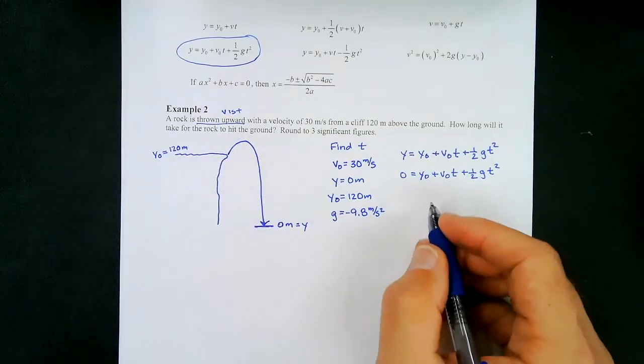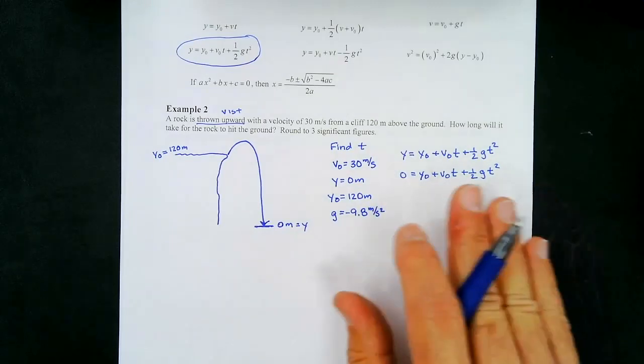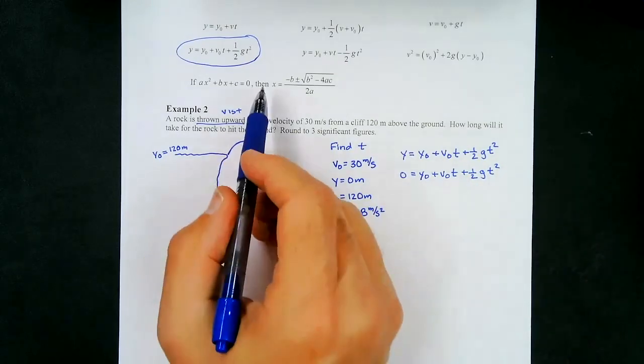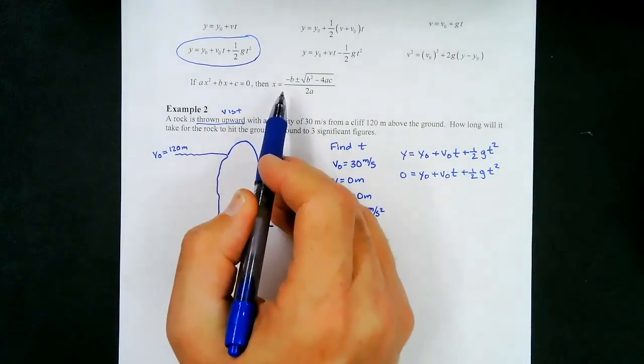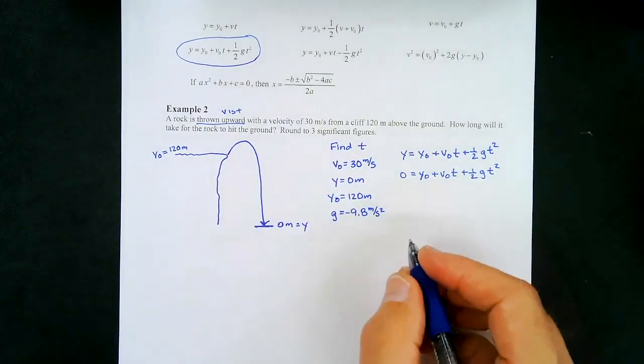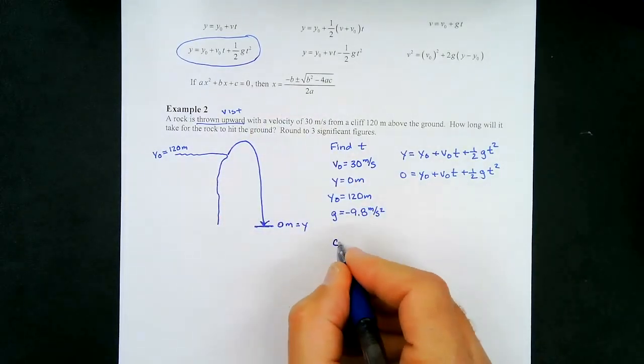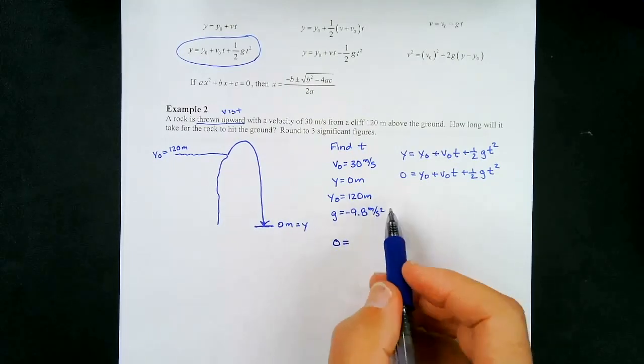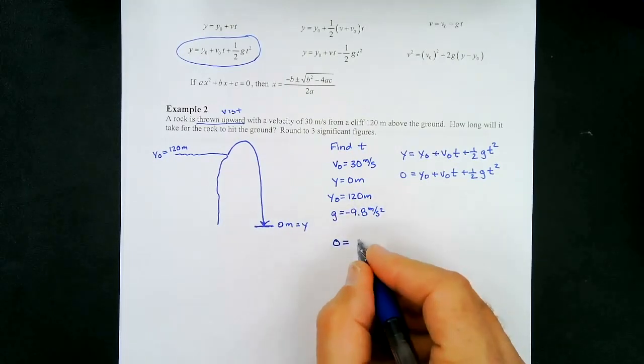So I don't try to solve for t directly, because that's how we're going to solve it. We're going to use this quadratic formula. So what I know is that 0 is equal to y sub 0, and y sub 0 is 120 meters.